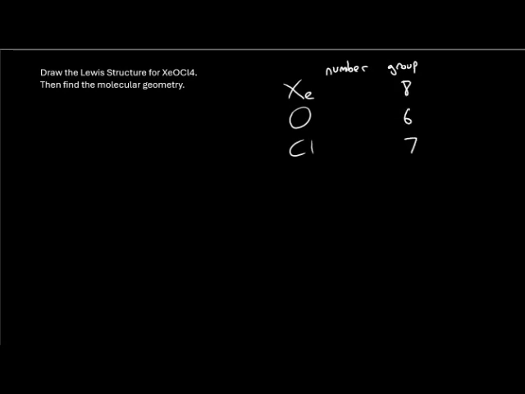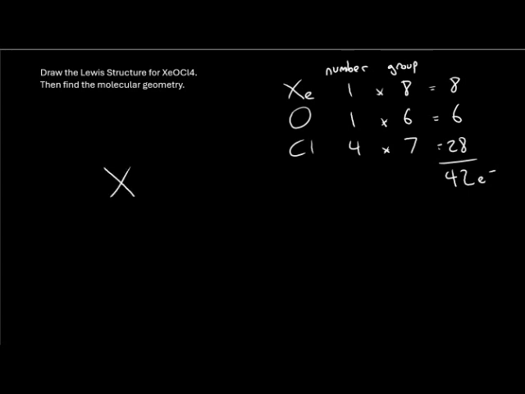Now we multiply that group number by the number of each atom. We have 1 xenon, 1 oxygen, and 4 chlorine. When we multiply straight across, we'll have 1 times 8 for xenon for a total of 8, 1 times 6 for oxygen for a total of 6, 4 times 7 giving us a total of 28 for the chlorine. Now we add all of the numbers together. 28 plus 6 plus 8 gives us a total of 42 electrons to place.